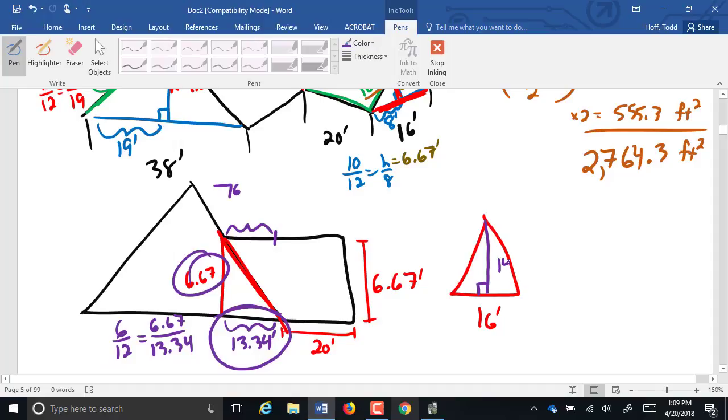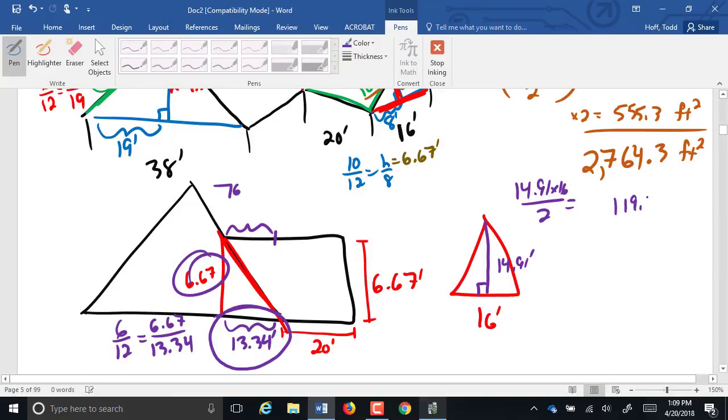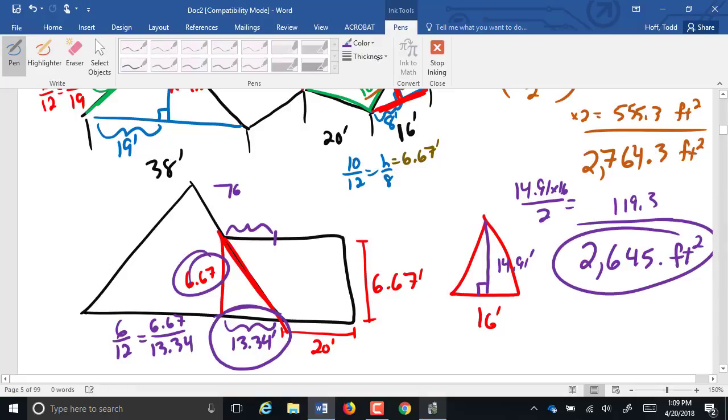Yep, 14.91 feet. So 14.91 times 16 divided by 2, of course, because it is a triangle, is 119.3 square feet that have to come out. So we subtract that out, we get 2,645.0 square feet. What do you think? Not so hard? Better than a sharp stick in the eye?